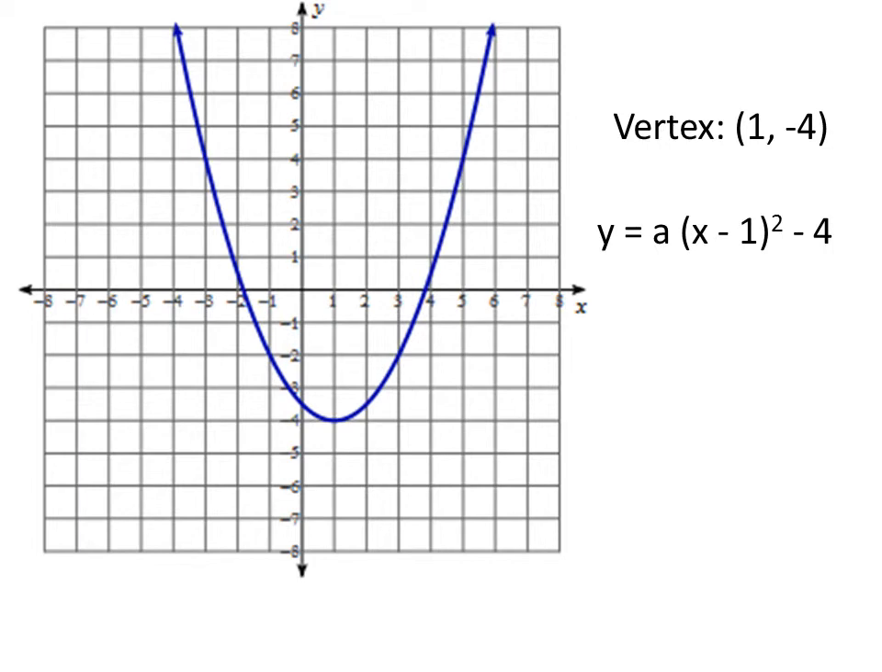Normally we would go over 1, up 1 in our parent function, but when we go over 1 in this case, it looks like we only go up a half. So we know our a value is positive a half. So the equation is y equals 1/2 x minus 1 squared minus 4.